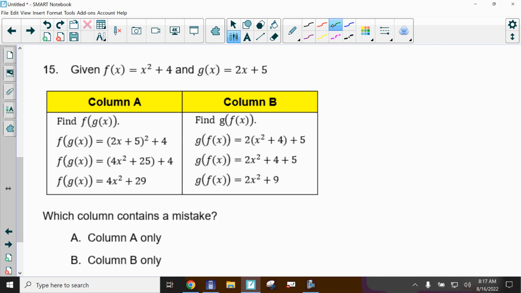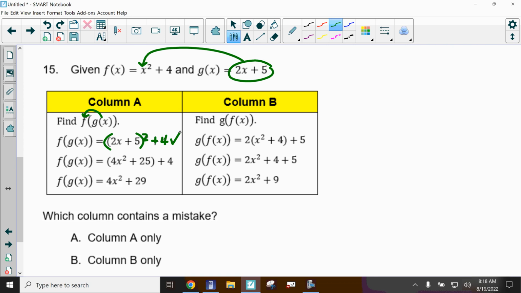So in this problem, they're going to put the g of x inside of the f. So the g of x is this stuff, and it has to go inside of this f function. So I see the parentheses, I see the squared, and I see the plus 4. So that's absolutely correct. The first step is done right.